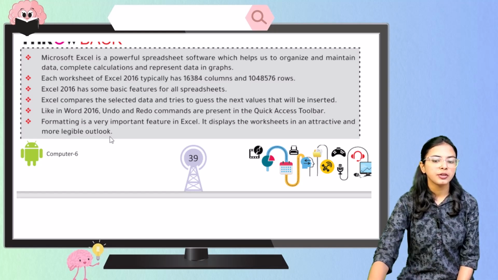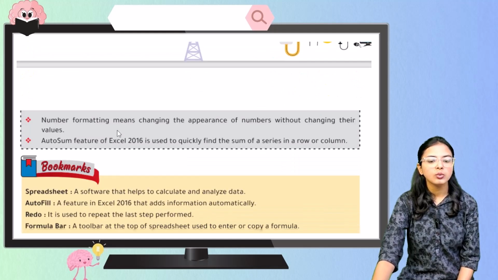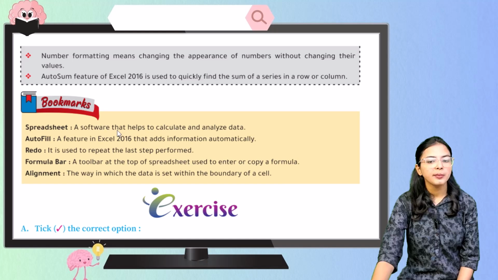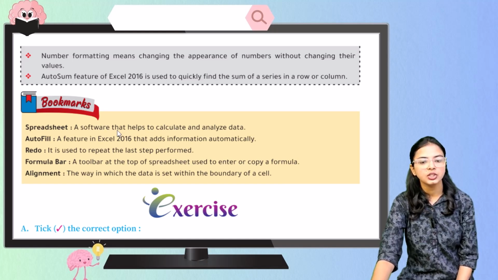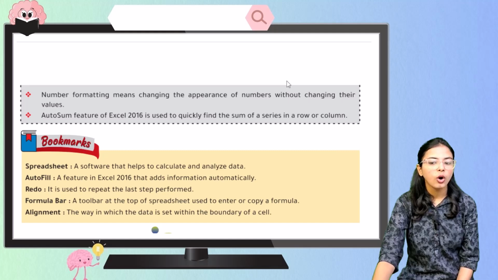Formatting is a very important feature in Excel. It displays the worksheet in an interactive and more legible output. Number formatting means changing the appearance of the numbers without changing their values. The AutoSum feature of Excel 2016 is used to quickly find the sum of a series in a row or a column.